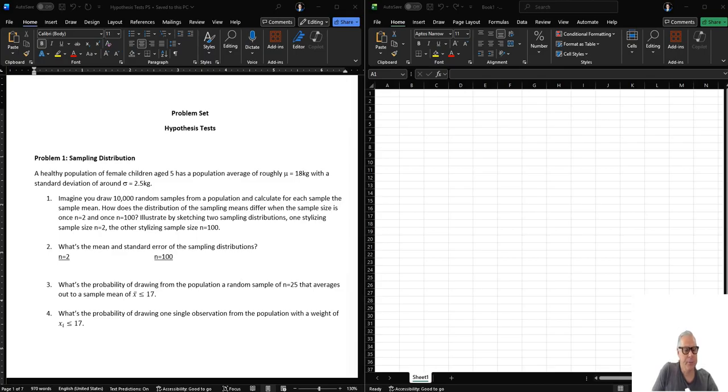Okay, so now imagine you draw 10,000 random samples from a population and calculate for each sample the sample mean. How does the distribution of the sampling means differ when the sample size is once 2, so very small, and once it is 100? Illustrate by sketching two sampling distributions, one stylizing a sample size of 2 and the other stylizing a sample of 100.